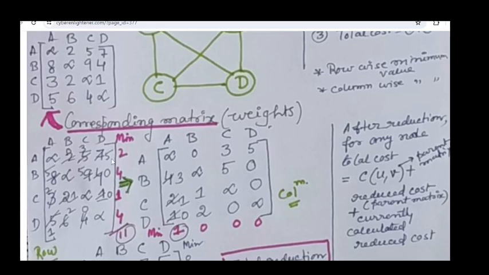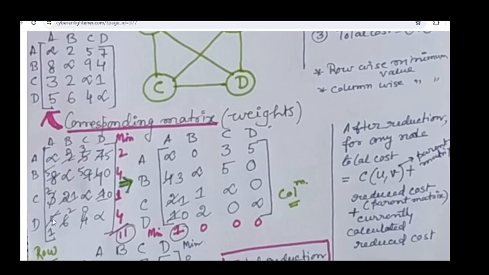Now we have to reduce column wise. After the row wise reduction, all of you have done it. Column wise you also reduce, but after the row reduction. So after the row reduction, this is the output matrix. Column wise you have to check. This is 5, this is 2, this is 1. So 1 is the minimum.